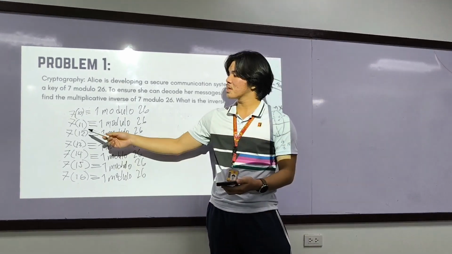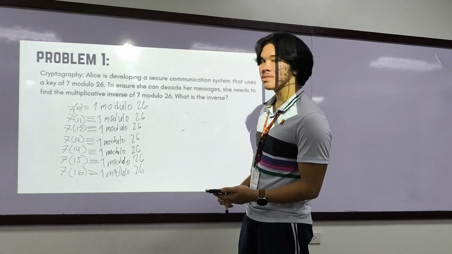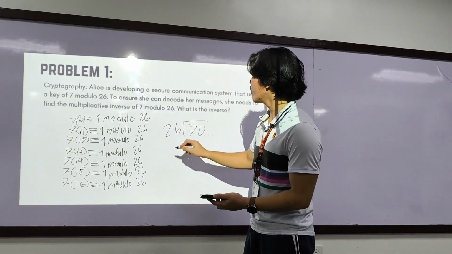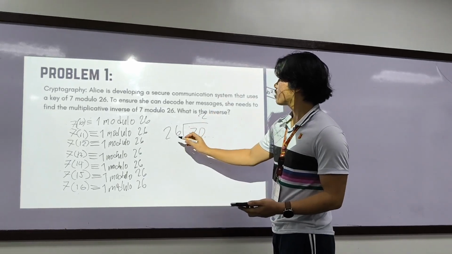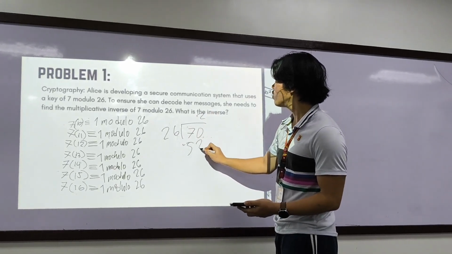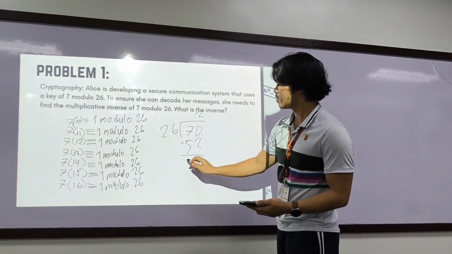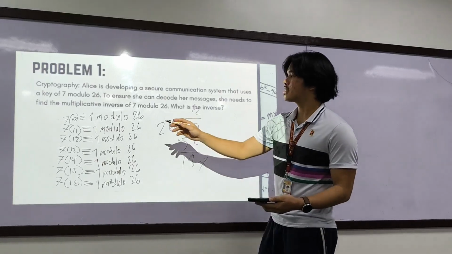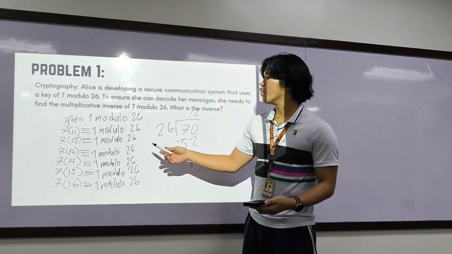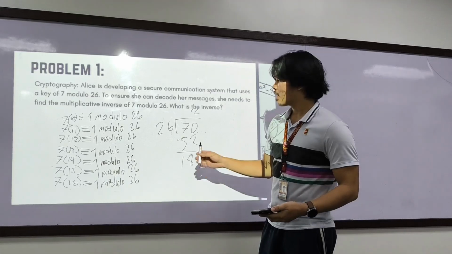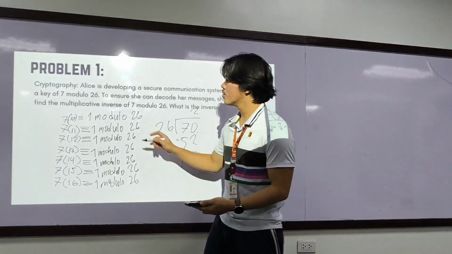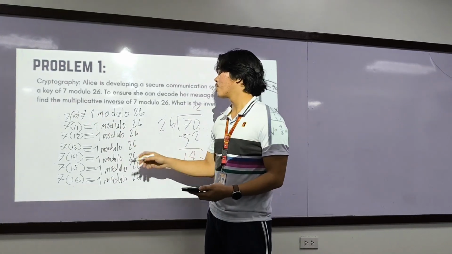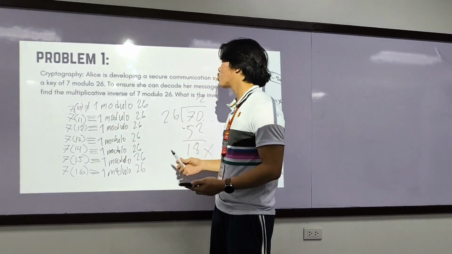So the first number to multiply to 7 is 10. 7 times 10 is equal to 70, and we will divide 70 by 26. 70 divided by 26 is 2. 2 times 26 is equal to 52, and we will subtract it, so it equals 18. We could conclude that 10 is not an inverse of 7 modulo 26 because the remainder should be 1. So 10 is not an inverse of 7 modulo 26 because it is not congruent to 1.